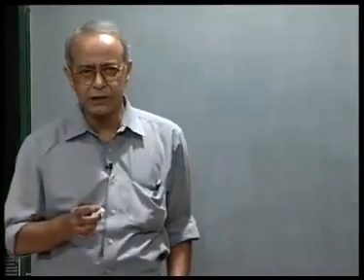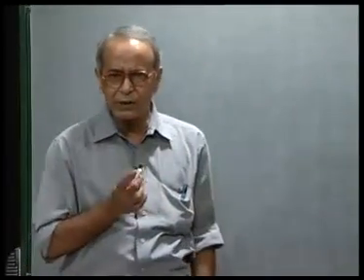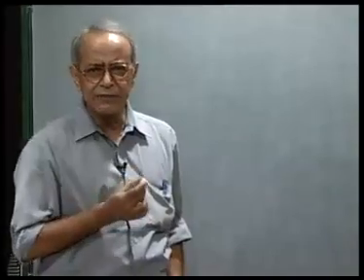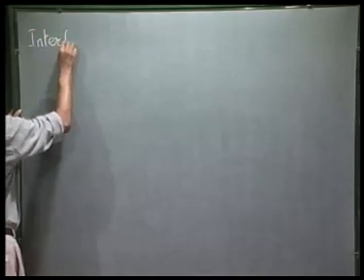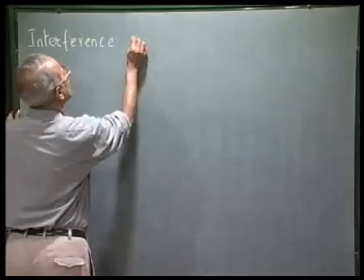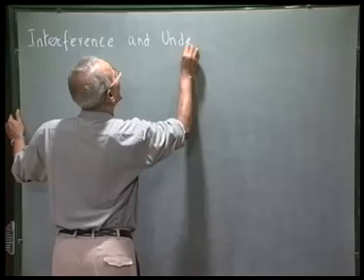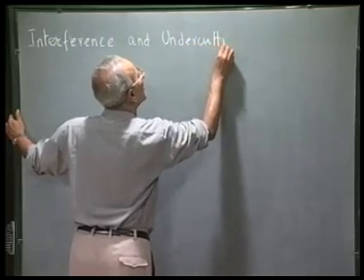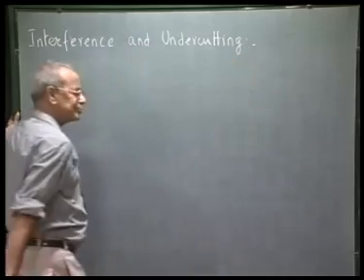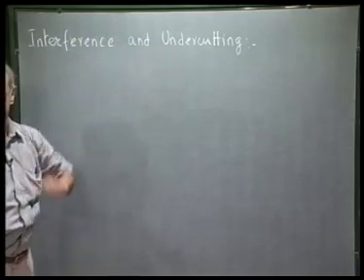Now that we have finished discussion on contact ratio, let us turn to a very important parameter for gear tooth geometry, that is known as interference and undercutting. First, let me explain what we mean by interference and what is undercutting.